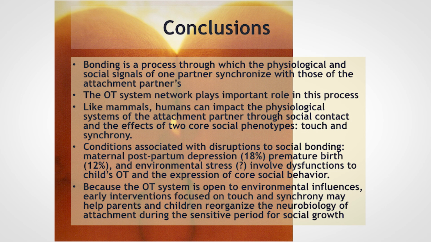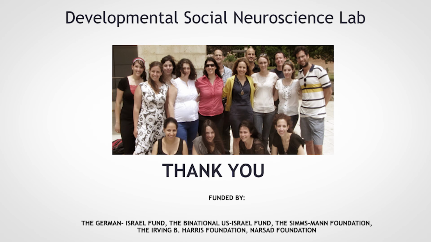And finally, something for us to do as clinicians and educators. Because the oxytocin system is open to environmental influences, interventions that focus on enhancing touch and augmenting social synchrony can reverse some of the effects of severe stress on the developing brain.